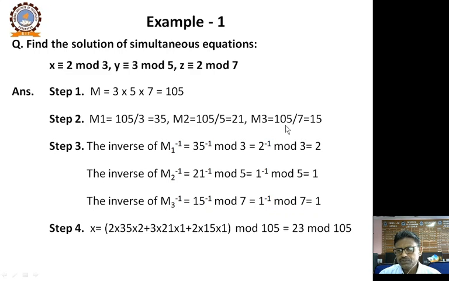M3 is equal to 10 capital M upon m3. M3 is equal to 7, so it is 15. And then we have to find out the inverse.